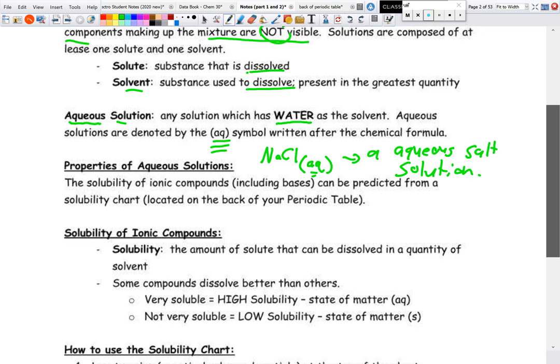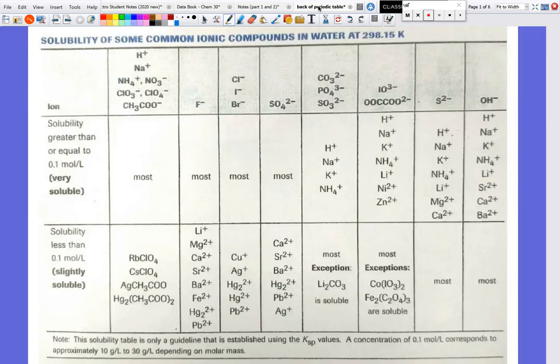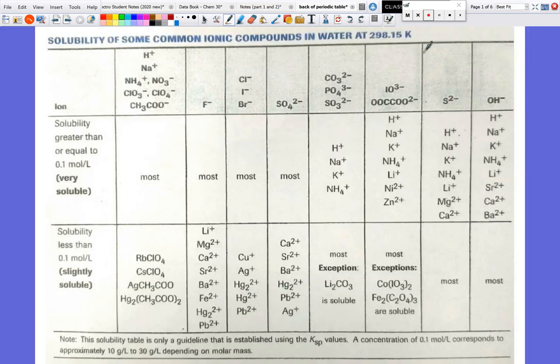Now, of course, because we're going to be dealing with a lot of ionic compounds and stuff like that, the solubility of ionic compounds, including all bases, can be predicted using the solubility chart. So this is located on the back of your periodic table and looks something like this. So it's going to be in the top right-hand corner of your periodic table, and it'll say solubility of some common ionic compounds in water at 298.15 Kelvin. So we're going to go over how to use this now in a bit, but just so you know, we are going to be using this chart.